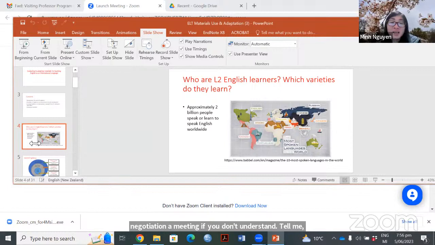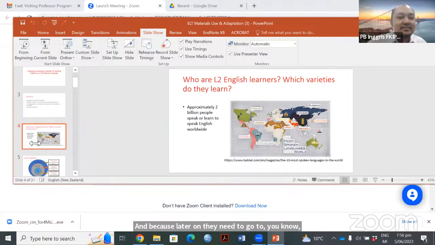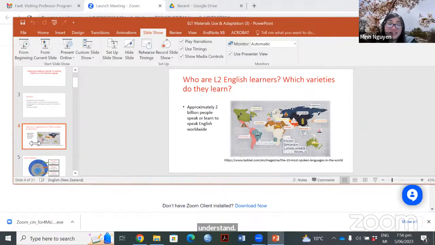And because later on they need to go to expanding circle countries to teach English, they need to understand non-native speakers, right? Otherwise, you can't teach them. Yes, you're right. So it's not only the issue of us understanding native speakers, but they also have to learn how to understand us as well, right? Sure. Communication is two-way.